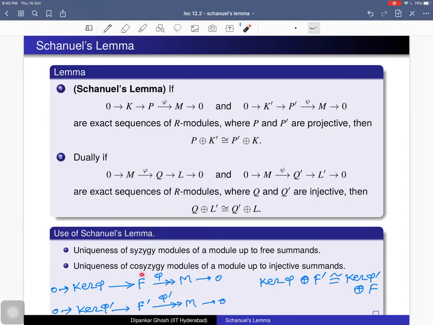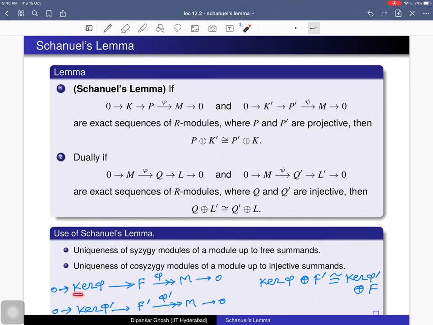But here this free R module is not unique. For example, we can have another free R module F prime, and from F prime to M we can have another surjective module homomorphism. For this one, if we consider its kernel, then it is a syzygy module with respect to this surjective module homomorphism. Then using this lemma we can have a relation between these two, and hence between syzygy modules. So we can say that syzygy modules are unique up to a free summand.